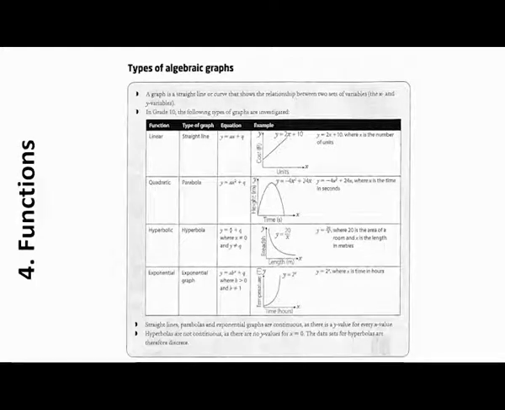At the bottom, straight lines, parabolas, and exponential graphs are continuous as there is a y value for every x value. And hyperbolas are not continuous as there are no y values for x is equal to 0. The data sets for hyperbolas are therefore discrete data.